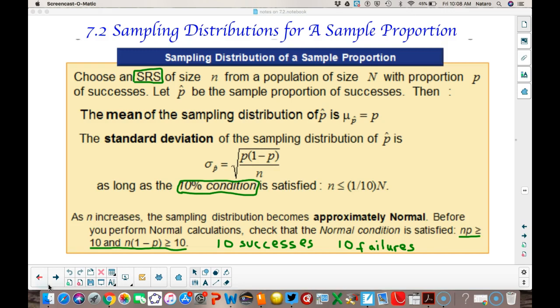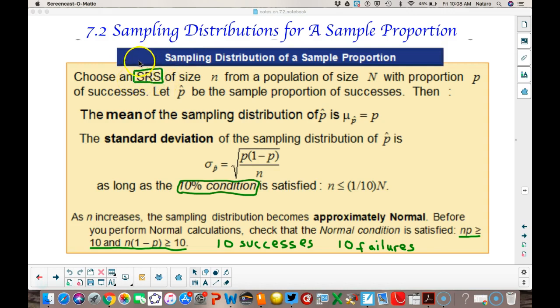Today we're going to be taking a look at a second example related to sampling distributions for a sample proportion. Before we go through that example, I wanted to remind you that there are three conditions that we need to check before doing any calculations related to sampling distributions for a sample proportion. And I've circled or boxed the items in green.